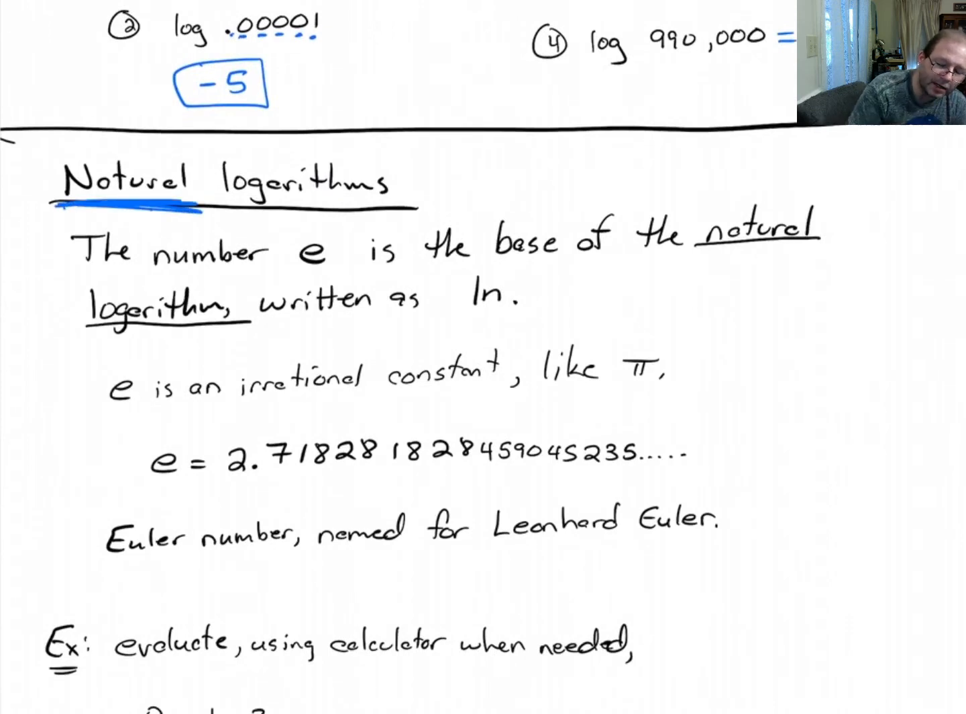The natural log is the logarithm that has e for its base. And the way we write that out is ln. So if you have ln of x, that means the same thing as log base e of x.